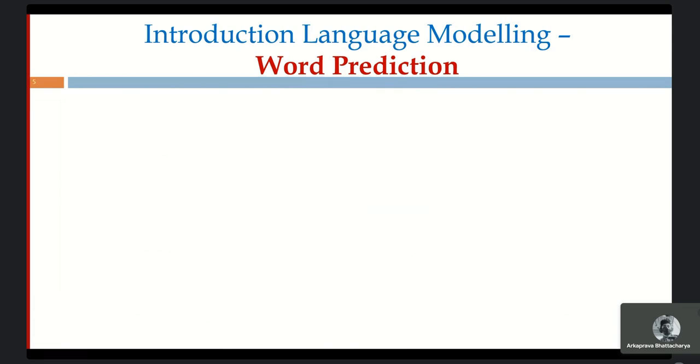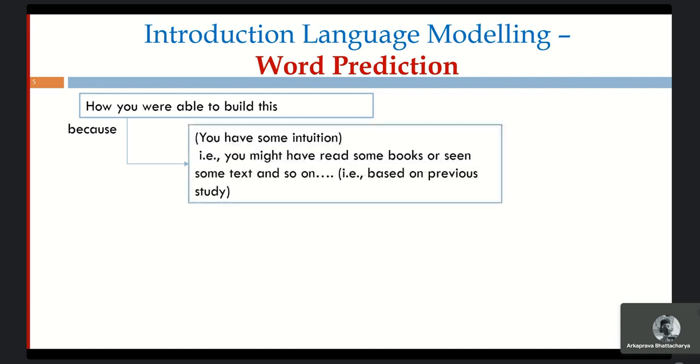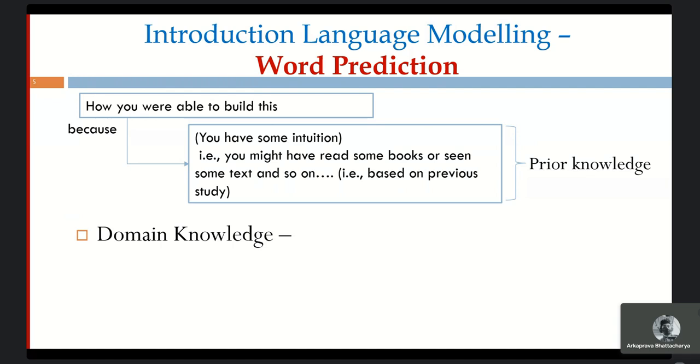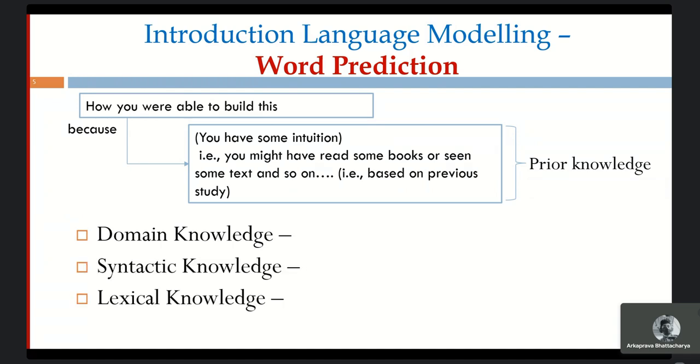So we were able to answer this because you have some intuitions, that is, you might have read some books or you might have seen some text, or it could be your prior knowledge from where you were able to answer the given question instantly, right? So if I say knowledge, it could be domain knowledge, syntactic knowledge, or lexical knowledge. That means how we are going to fit the words. The words could be fit based on domain, based on syntactic knowledge, or based on lexical knowledge.